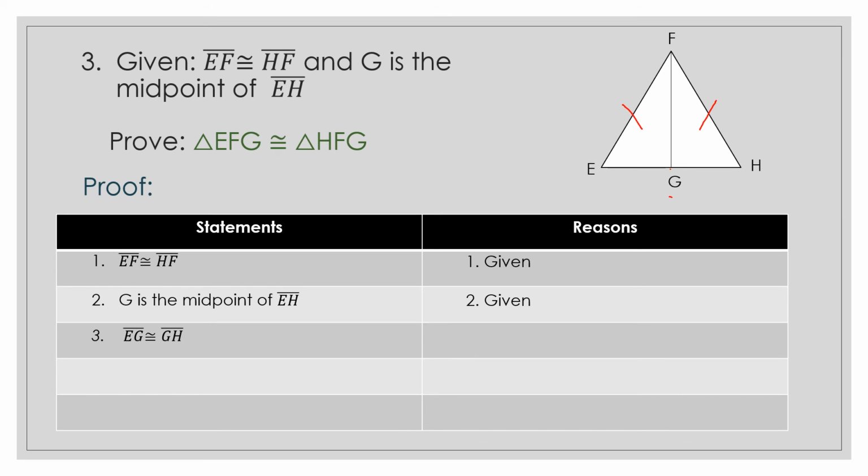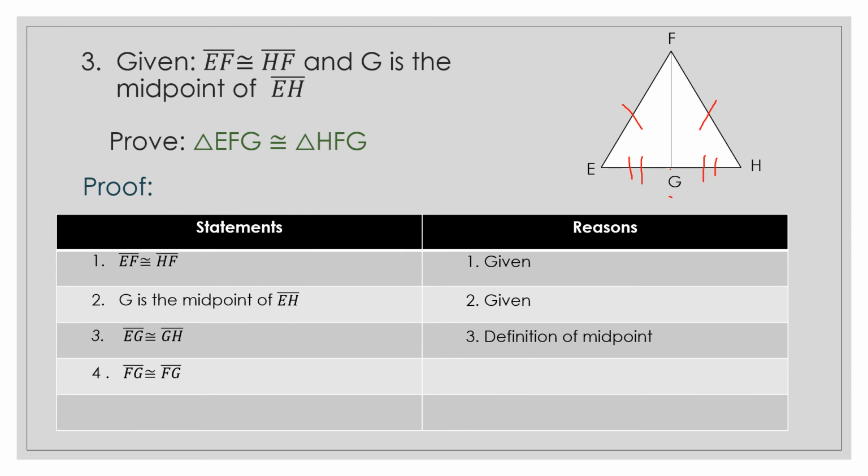Okay, this time you have to think of your knowledge on definitions, theorems, and postulates. So we have EG is congruent to segment GH. And what is our reason for that? That's correct. Definition of midpoint. A midpoint bisects a line segment into two equal parts, or two congruent parts. Very good.